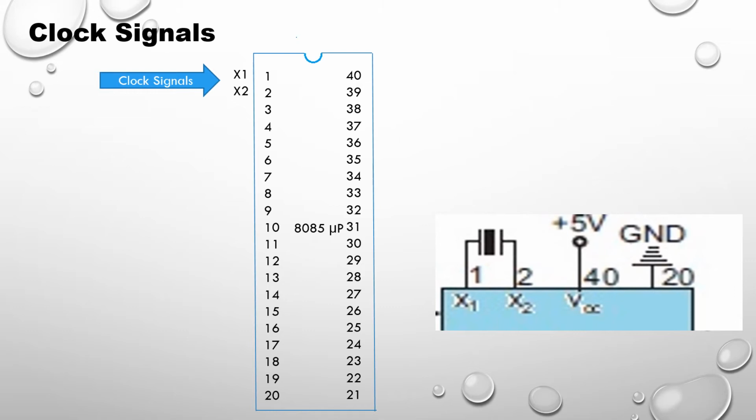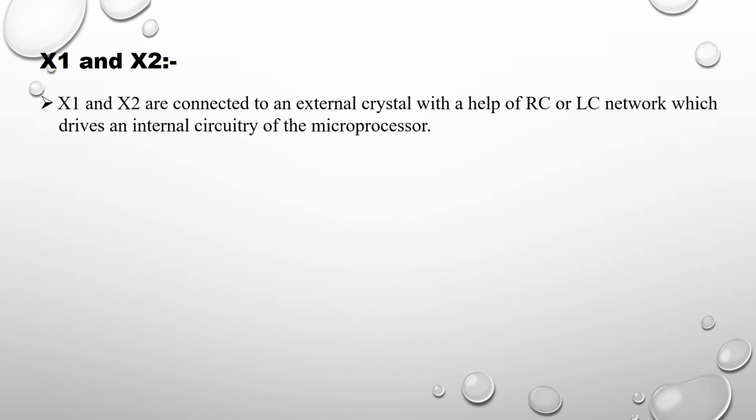Okay, so now let us discuss pins X1 and X2. This is the X1 and X2. X1 and X2 are connected to an external crystal with the help of an RC or LC network, which drives the internal circuitry of the microprocessor. Now across X1 and X2, we are going to connect a crystal with the help of RC. RC is nothing but resistance capacitance, or LC. LC is nothing but inductance capacitance.